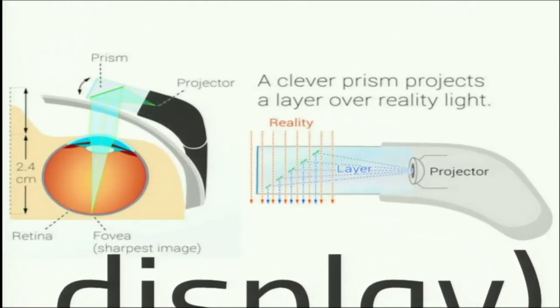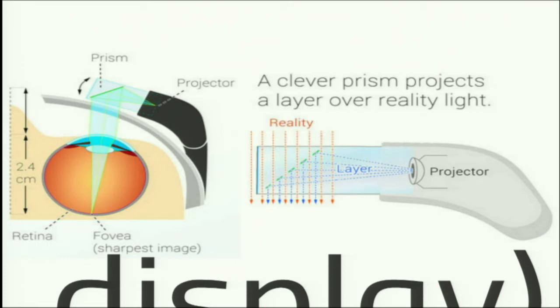But I was really curious about how Google Glass works. Apparently in this little arm is a small projector that's projecting an image on that prism, and that allows it to be overlaid over reality. And this uses the fovea, and I'm not sure I'm saying that right, which is the part of the eye that allows you to see up close images sharply.